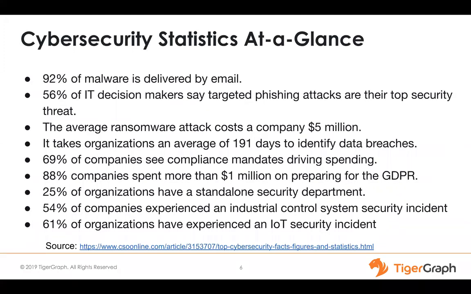Here are some overall statistics gathered by CSO Online, which is a journal that focuses just on cybersecurity issues. They're from the same publishers that do InfoWorld and Computer World. 92% of malware is delivered by email. So email is a huge vulnerability. 56% of IT decision makers say targeted phishing attacks are their top security threat. Phishing, of course, uses humans as the target if they try to fool you. So the human factor is a big factor.